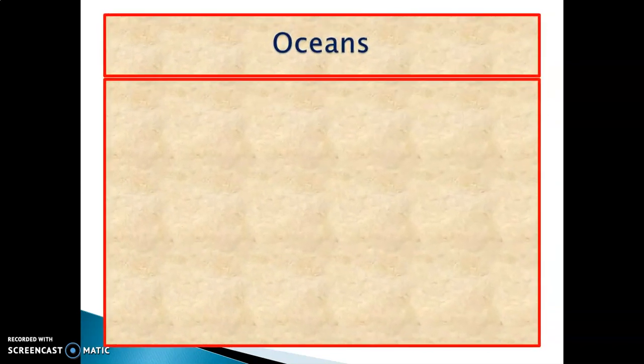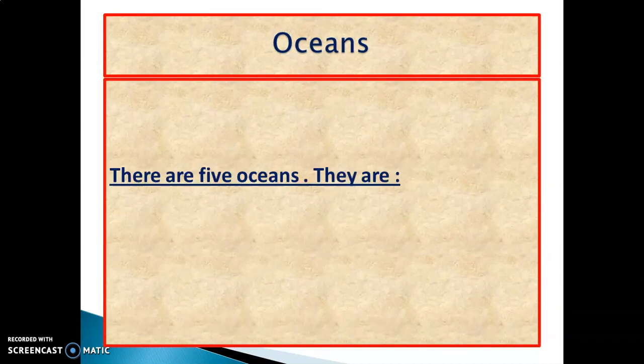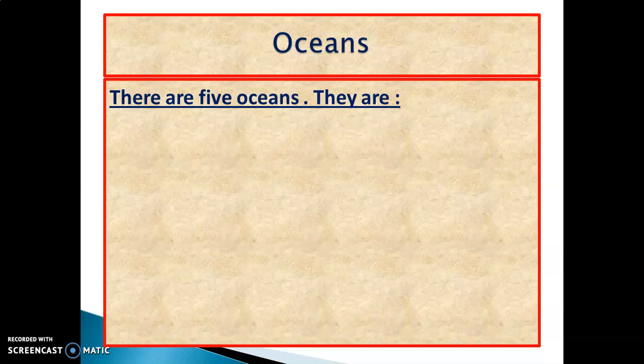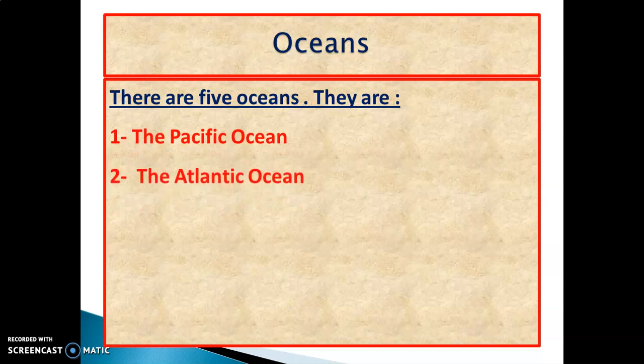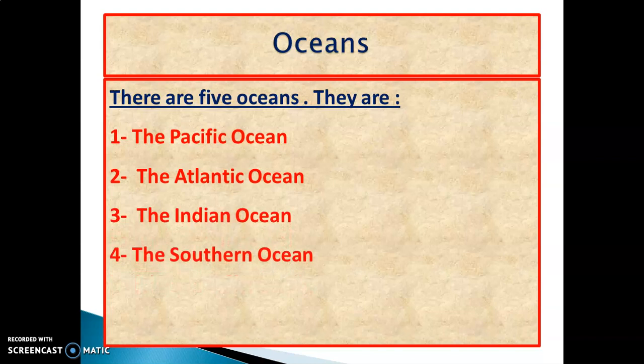And what about oceans? How many oceans are there in the world? Yeah, that's right. We have 5 oceans. They are the Pacific Ocean, the Atlantic Ocean, the Indian Ocean, the Southern Ocean, and the last one, which is the Arctic Ocean.